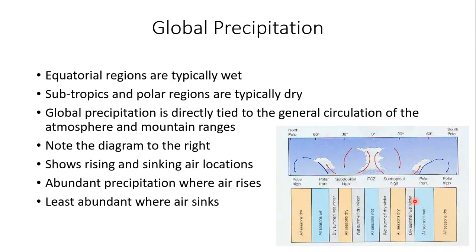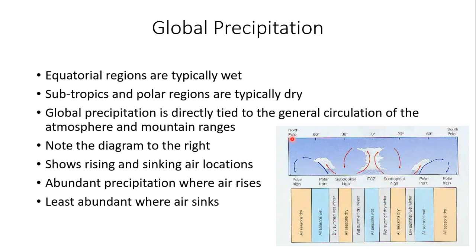As far as global precipitation goes for climate, generally what we see is that equatorial regions, tropical areas, are typically wet. The subtropics, which are around 30 degrees north and south latitude, and those polar regions are typically drier. I'll explain why here in a minute. Now, global precipitation is directly tied to the general circulation of the atmosphere, as well as mountain ranges. Now, this diagram to the right, I'm going to really delve into that now. This is really going to give you an explanation as to the distribution of global precipitation.